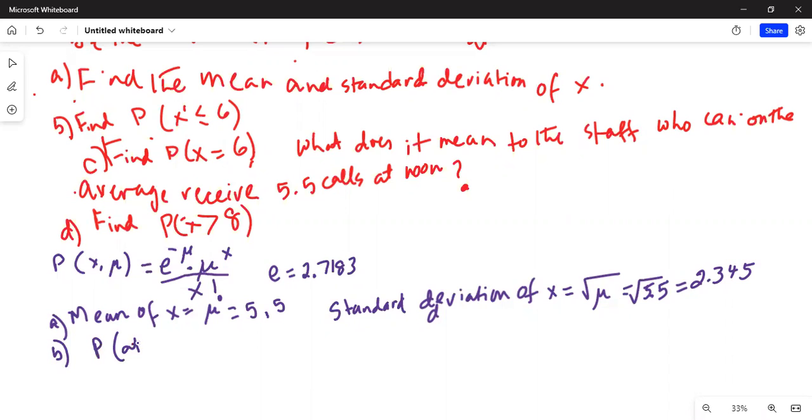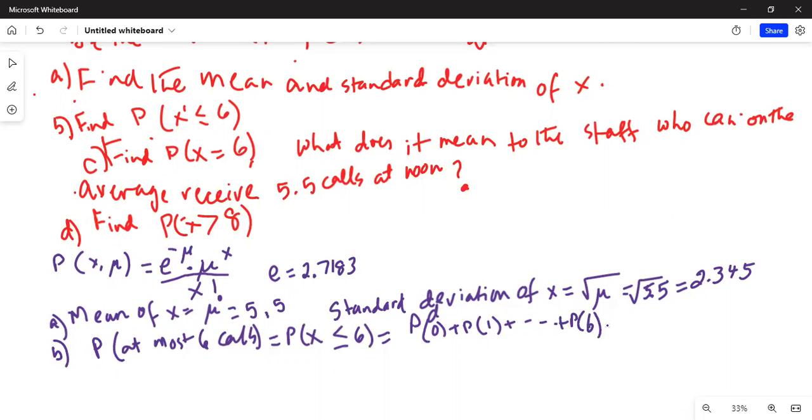probability of at most 6 calls, which is equal to the probability of x less than or equal to 6. And I will use my TI-84. So what will I do? X less than or equal to 6 means P of 0 plus P of 1 plus and so on up to P of 6. So we will use the TI-84.